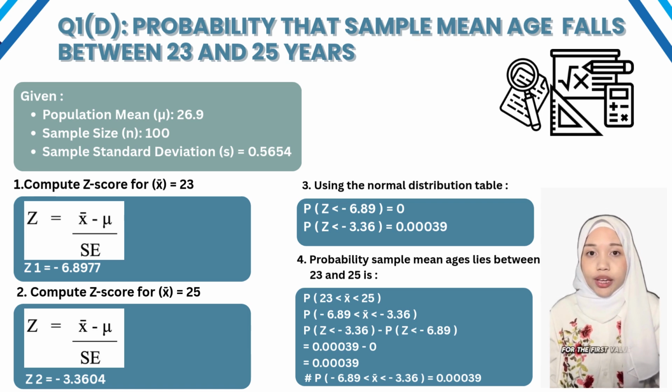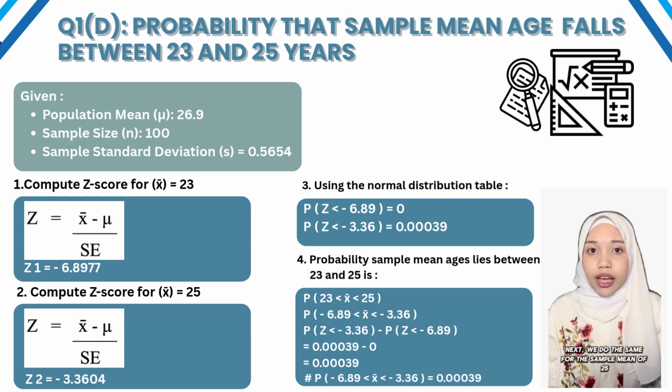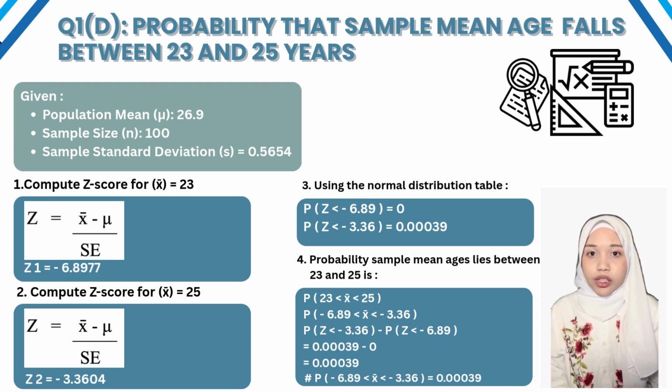For the first value, we calculate the z-score for a sample mean of 23, so we subtract 26.9 from 23 and divide by 0.5654, giving us a z-score of negative 6.8977. Next, we do the same for the sample mean of 25. Using the same formula, we get 25 minus 26.9 divided by 0.5654, which results in a z-score of negative 3.3604. Now that we have both z-scores, we check the z-table for their corresponding probabilities.